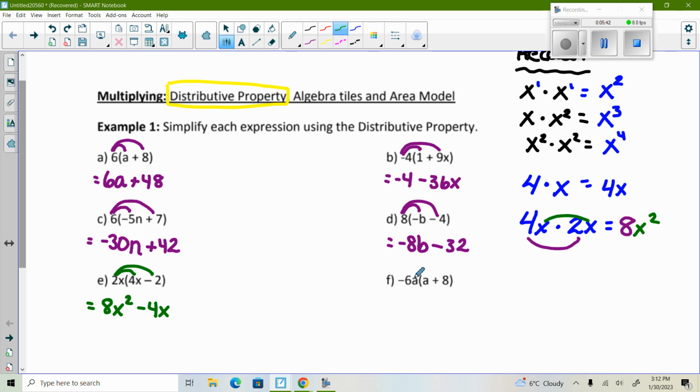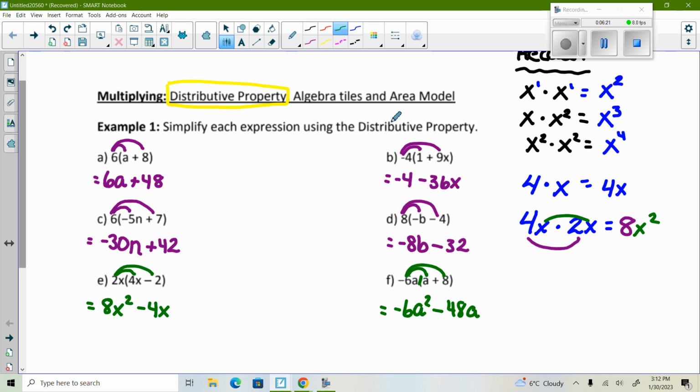Okay. Similarly over here, we have negative 6a, and I'm going to times that by a. So remember, this is the same as a 1 being in front of here, so negative 6 times 1 is just negative 6, and a times a is a squared. Okay, then I have negative 6 times a positive 8, or negative 6a, sorry, times a positive 8. So a negative and a positive is a negative. 6 times 8 gives me 48, and I have that a here that I can't forget. And that would be your final answer.